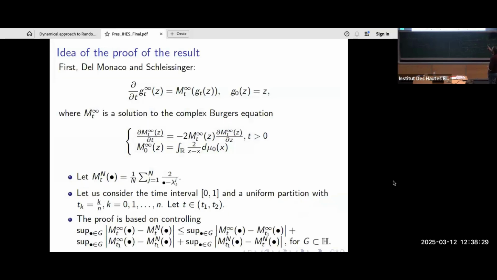GT infinity is defined as the following dynamics. It is given by this type of linear differential equation, but with a right-hand side that is given by this complex Burgers equation. For people who are familiar with random matrices, you probably expected that, because it's like a time evolution of a semicircle law at the level of the drivers, which should correspond to this type of dynamics. So this is what we understand by GT infinity, where the right-hand side satisfies the complex Burgers equation.